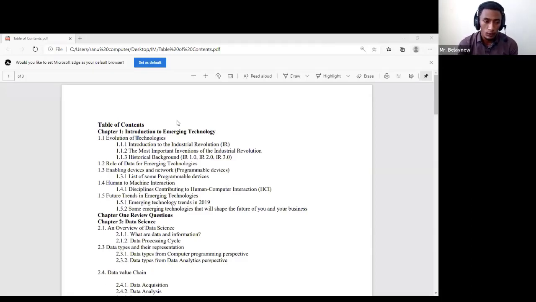Also we will discuss the role of data in any technology, also in emerging technologies, why we need data. And also we will discuss the difference between data and information. Also in this chapter 1, enabling devices and network or programmable device. What I mean by enabling device or enabling network is, in general, programmable device.